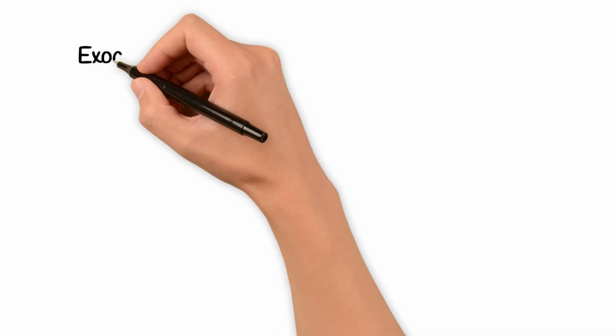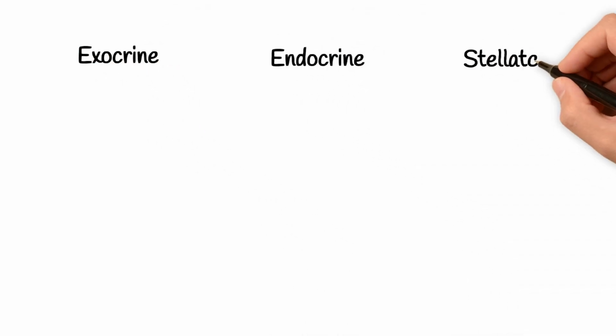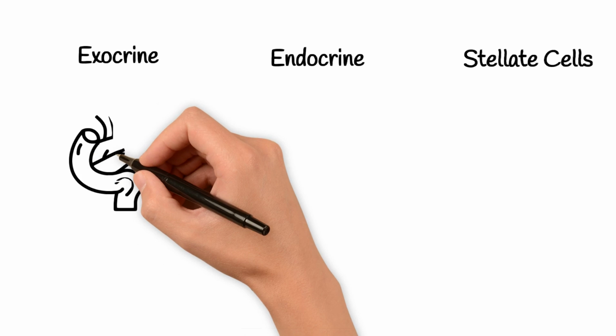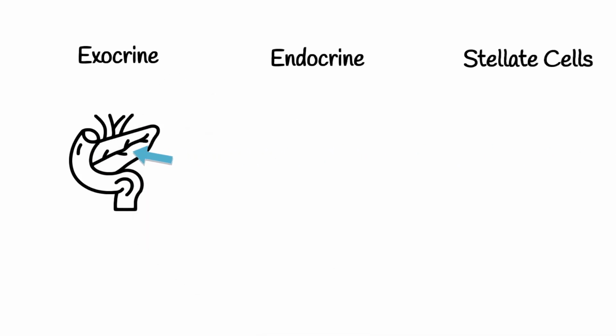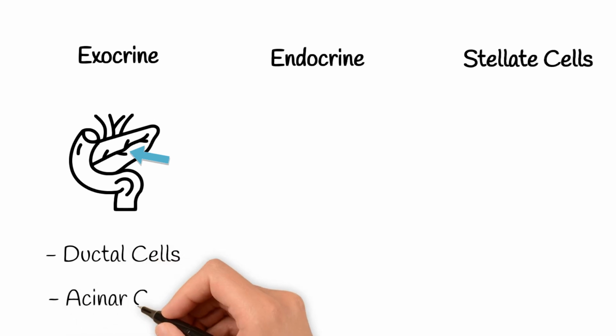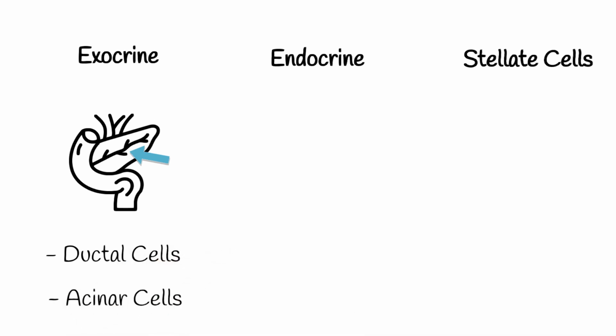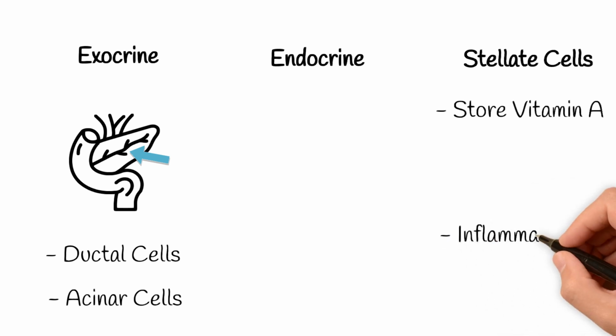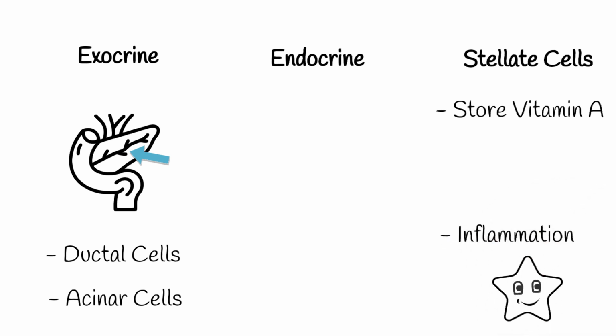Pancreatic cells fall into 3 main categories: exocrine, endocrine, and stellate. Exocrine cells secrete products into ducts. They include ductal cells, which secrete bicarbonate to neutralize stomach acid, and acinar cells, which secrete inactive forms of digestive enzymes called zymogens. Stellate cells either store vitamin A or mediate inflammation depending on whether they are active or quiescent.